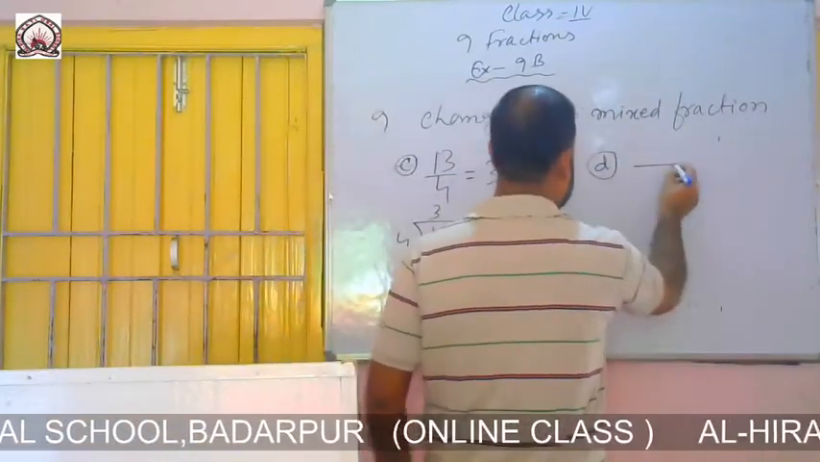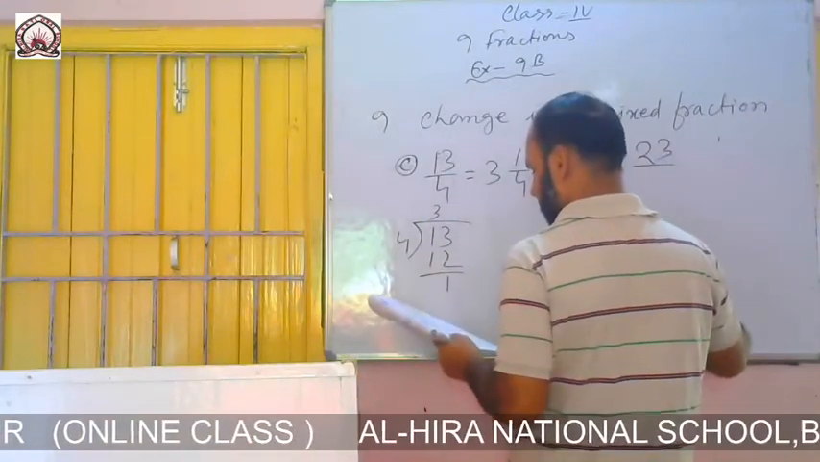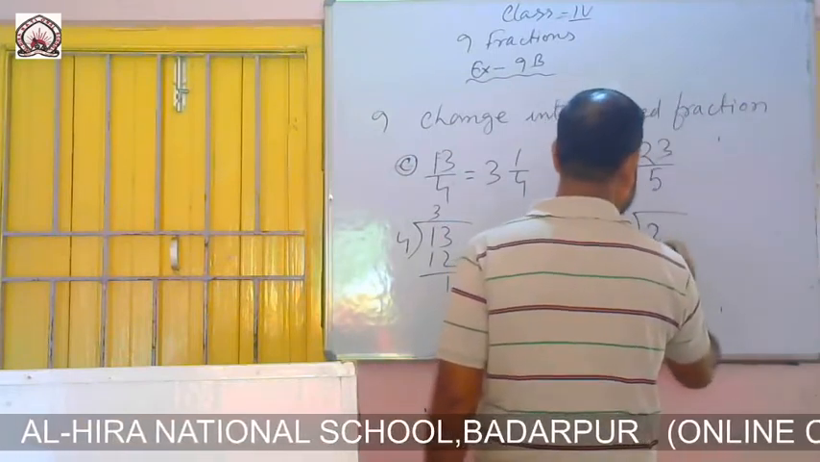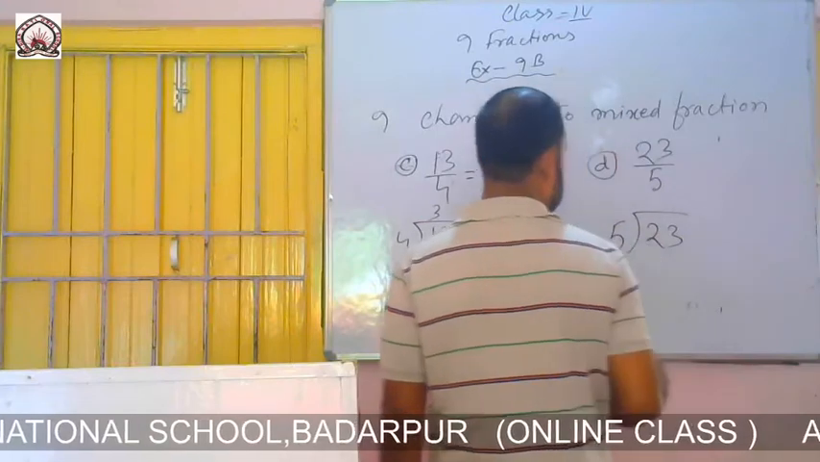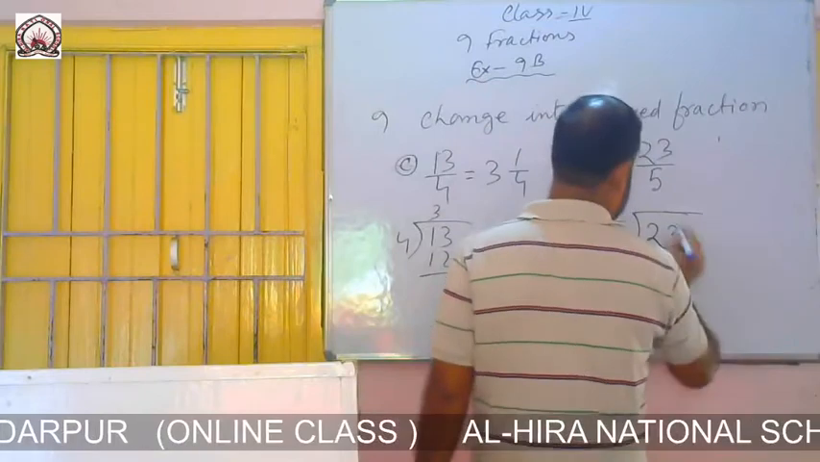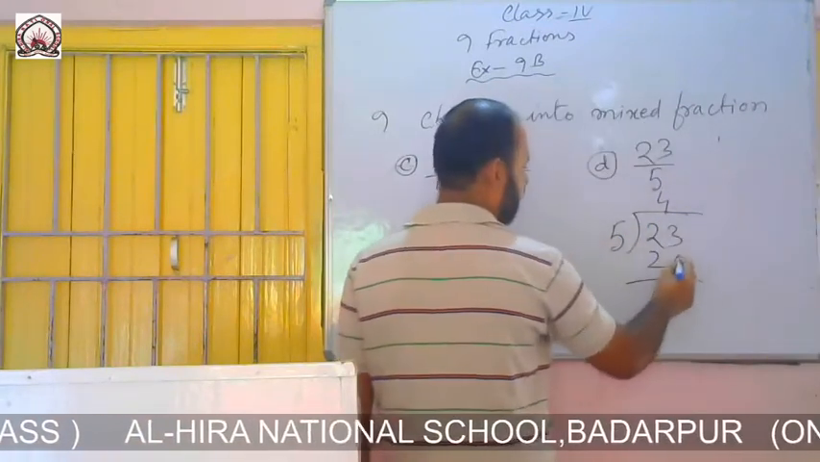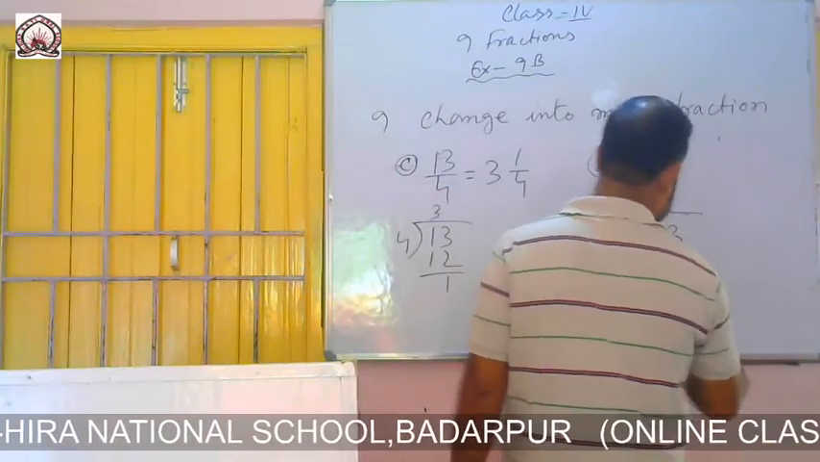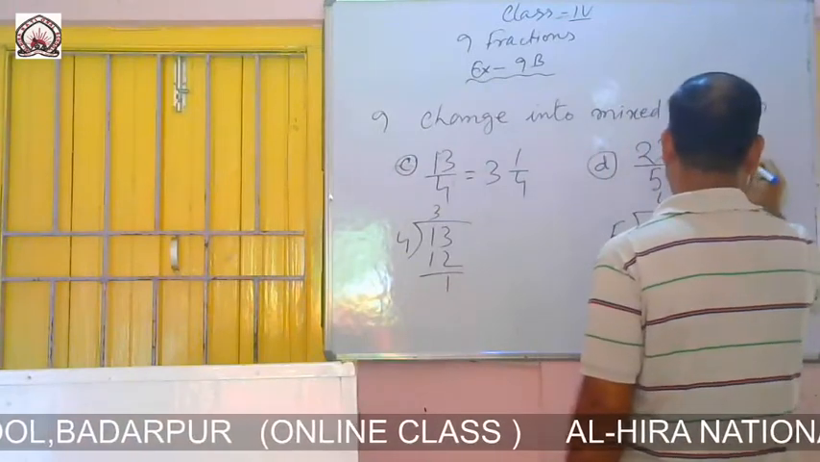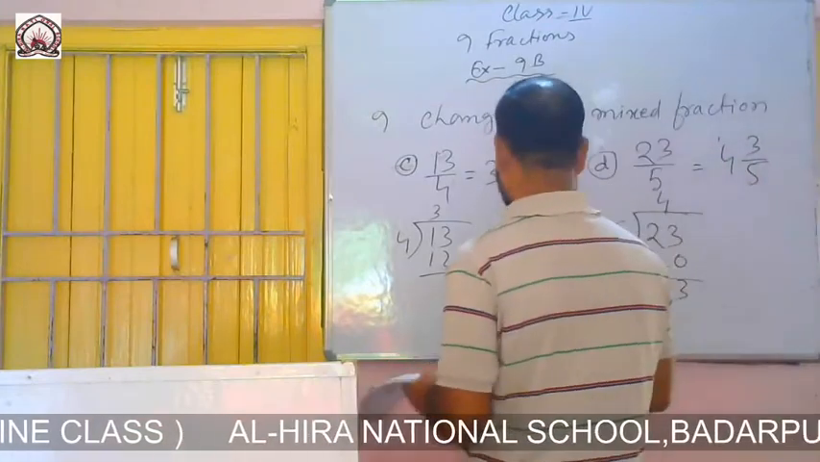Question number D. 23 by 5. We divide 23 by 5. So here 5 fours are 20. Remainder 3 minus 0 is equal to 3. So the fraction is 4 3 by 5.